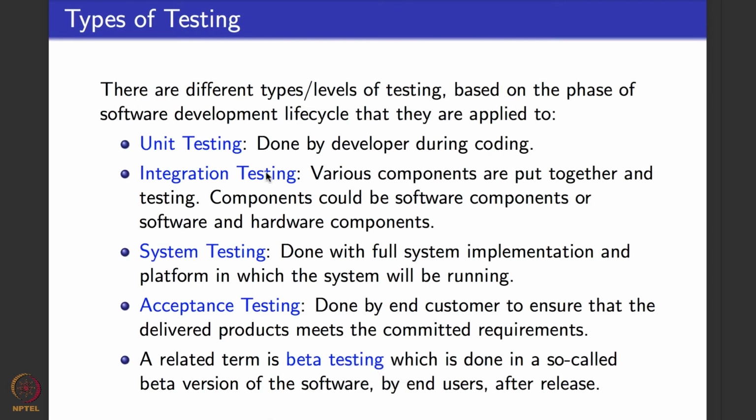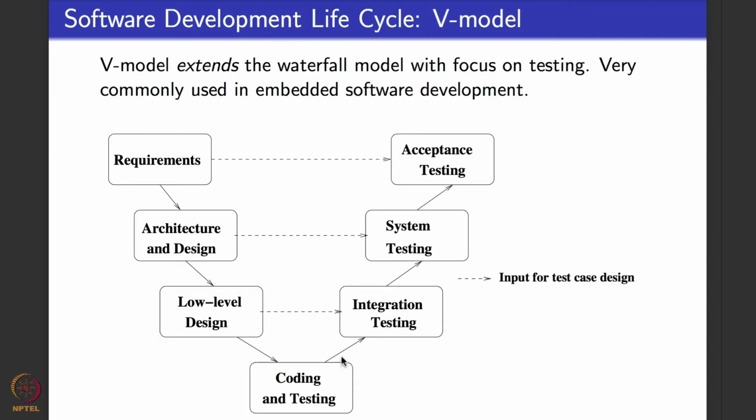Followed by integration testing. Here components are put together. Components could be software components or software-hardware components. We specifically saw integration testing related to software components in this course and not integrating it with hardware. Then system testing is done with the full system in place, software running on the desired hardware platform. Finally, acceptance testing is done by customers. A related term is beta testing, which is when the software is released but with known bugs, not a 100% guarantee that it will cover everything, and people do beta testing as a version of acceptance testing. So this spans the V model as we saw it.